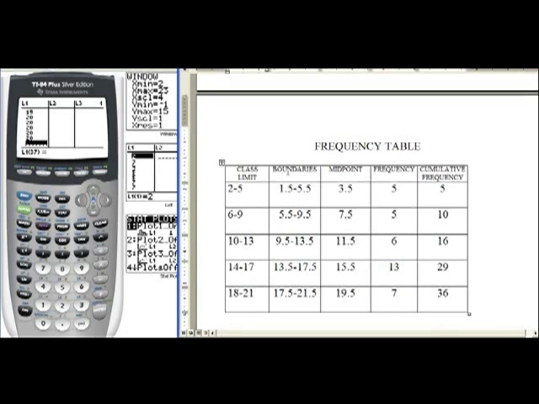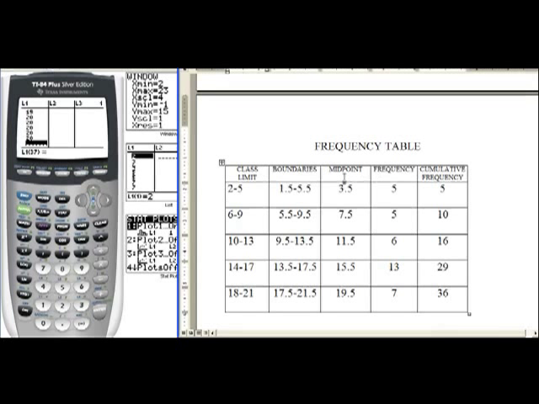To make them pretty, I use class boundaries. What you do is you make this lower class limit a little fatter this way, and this class limit a little fatter that way. Since the difference is 5 to 6, 1 unit, I'm going to make this fatter half unit to the left, half unit to the right. That will give you 1.5 to 5.5. Half unit to the left, half unit to the right, 5.5 to 9.5. Same thing, 9.5 to 13.5, 13.5 to 17.5, 17.5 to 21.5.